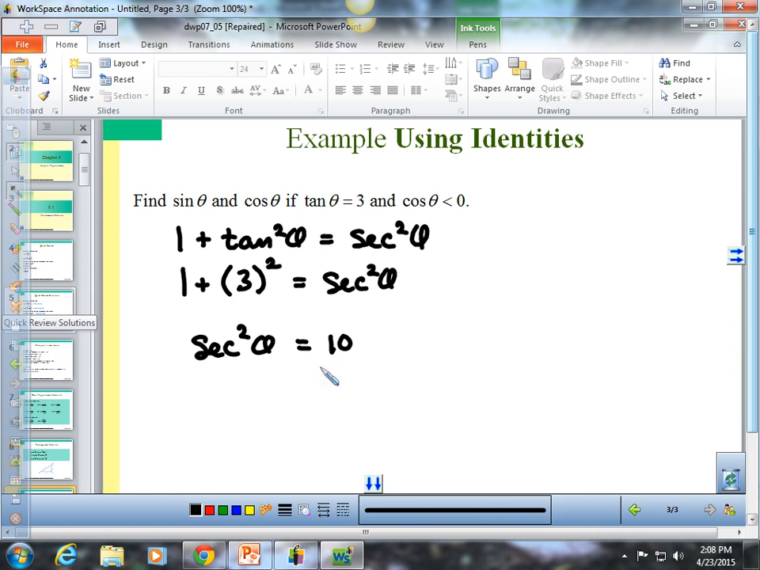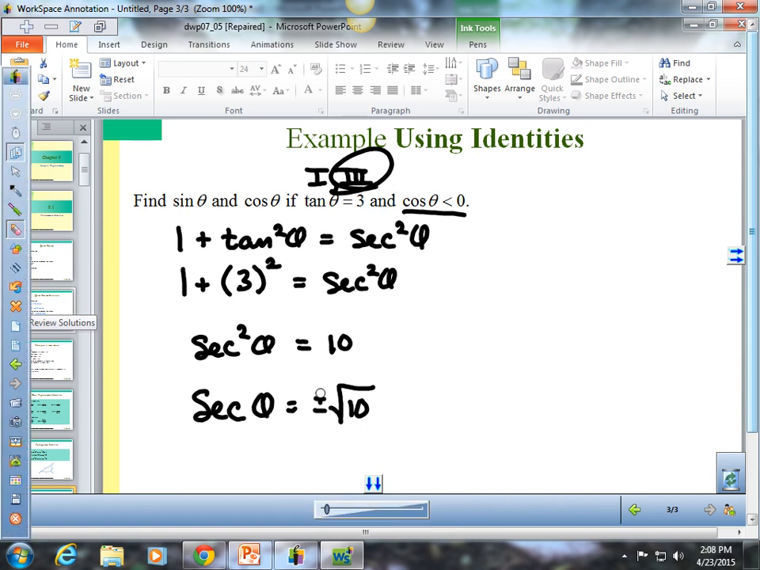So if secant squared theta is equal to 10, then what is secant theta equal to? Careful, when we take the square root, what do we have to do? Positive or negative radical 10, right? Well, how am I going to determine if it's positive or negative? That's why they told me this piece of information right here. Where is tangent positive? 1 and 3, right? Where is cosine negative? 1 or 3? It's got to be quadrant 3. We're dealing with a quadrant 3 angle. What's positive in 3? Tangent and cotangent. Secant's got to be negative.